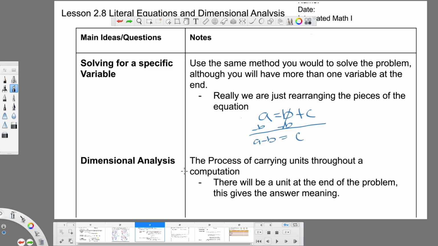All right, dimensional analysis sounds super fancy, but it's a process of carrying units throughout a computation. So there will be a unit at the end of the problem, and it gives meaning to the answer. What that means is instead of just saying 8, I could say it's 8 inches, 8 feet, 8 cats, 8 dogs. I'm giving it some kind of unit. I'm just giving it meaning. It's not just a random number. It actually means something.